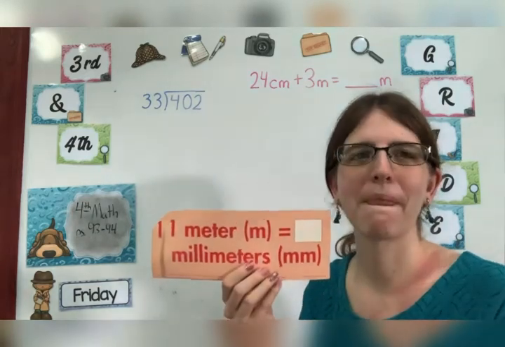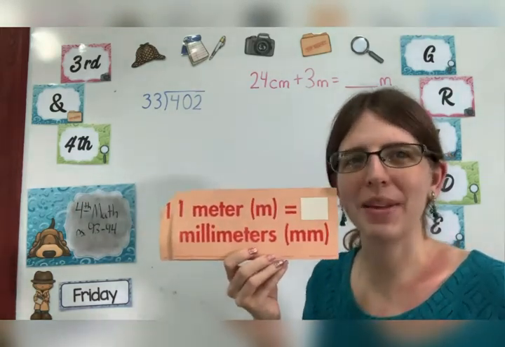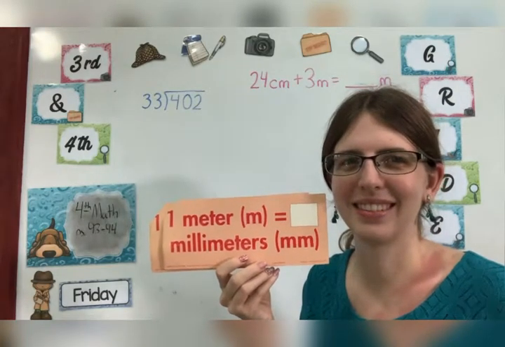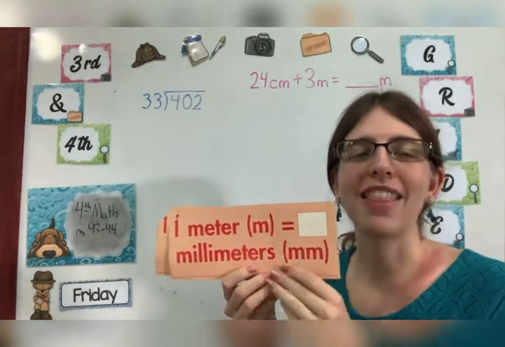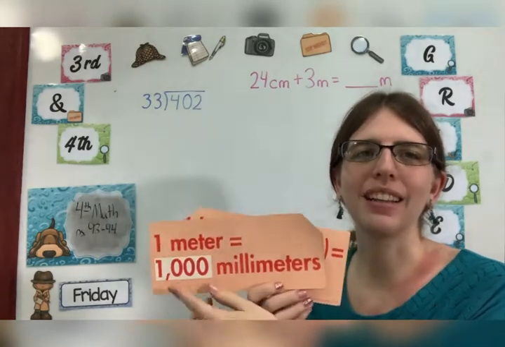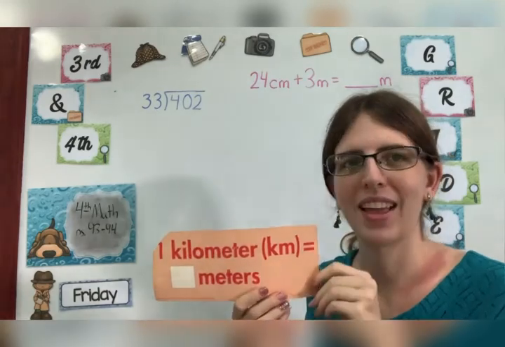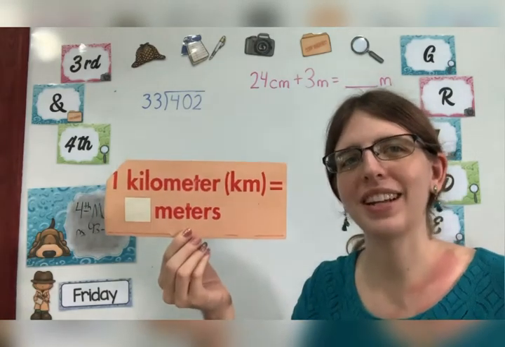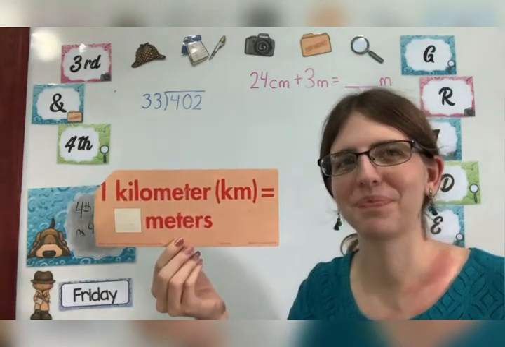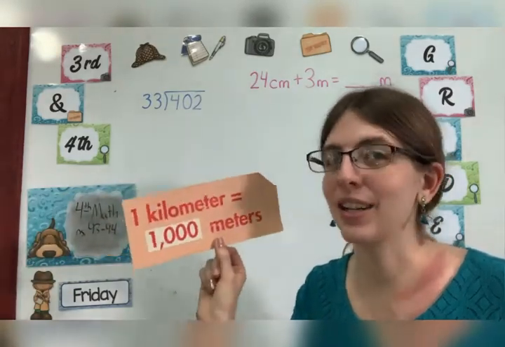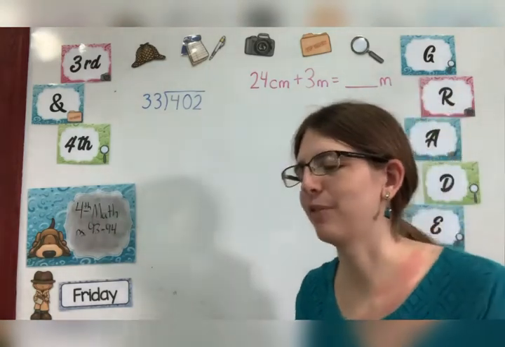All right. 1 meter equals how many millimeters? 1,000. Very good. These again are smaller than the meter. And our last one, 1 kilometer is how many meters? 1,000 meters. A kilometer is bigger than a meter.